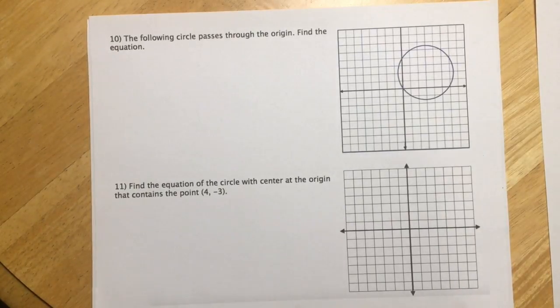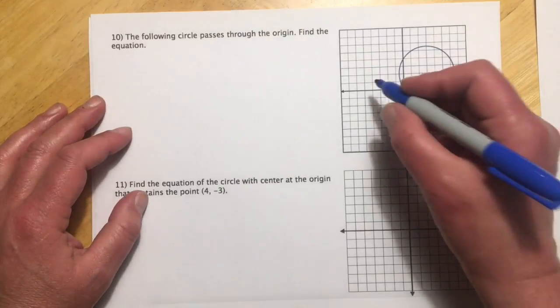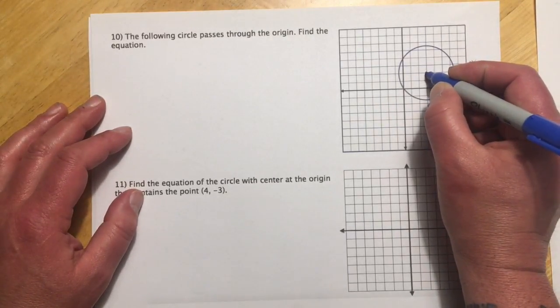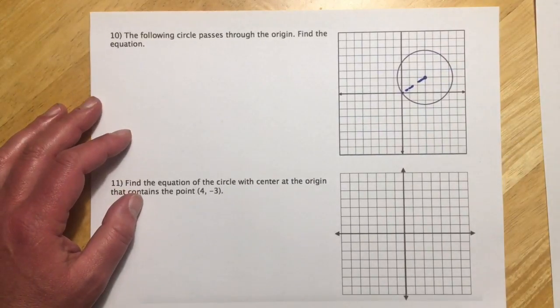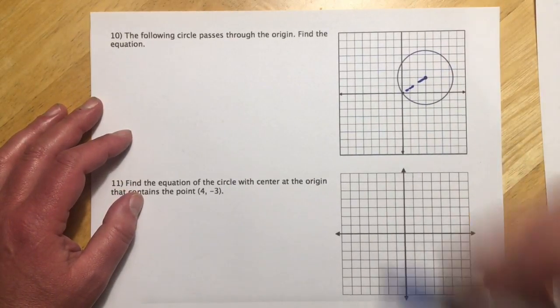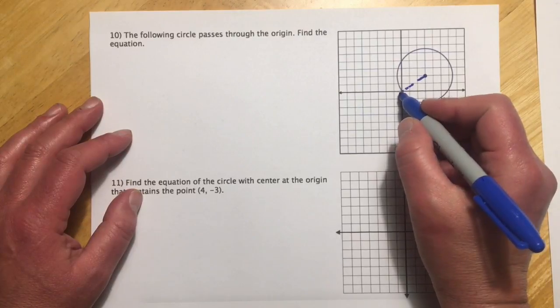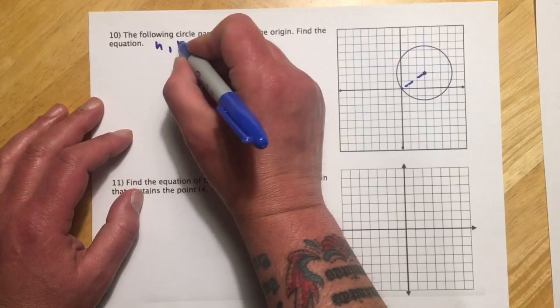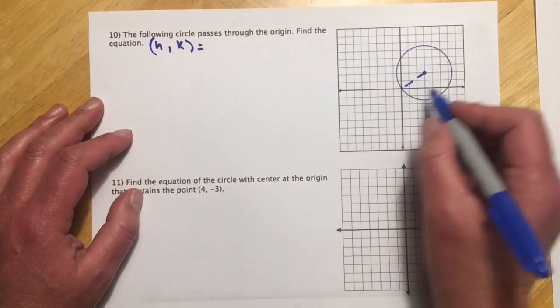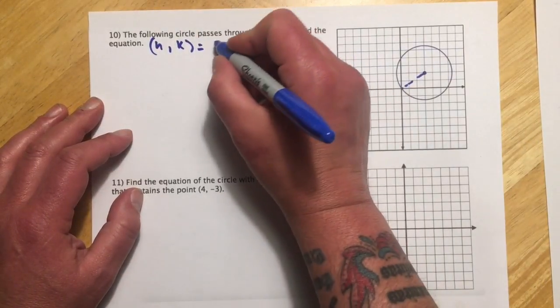Okay, so for number 10, we got the following: a circle passes through the origin, find the equation. And for this, we kind of have to assume the center is right there. And so if it passes through the origin, then that gives me a point (x, y), and I have the center right here. So I know h, k is (3, 2).